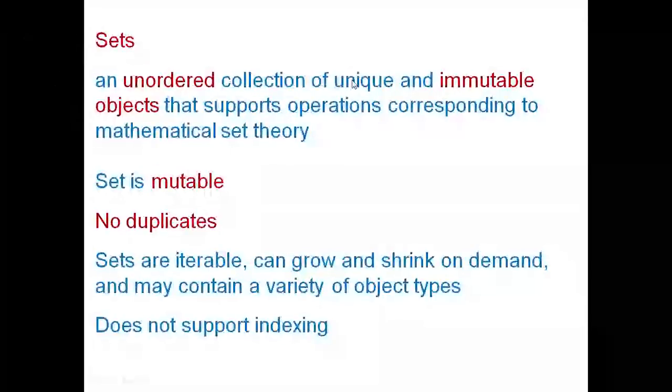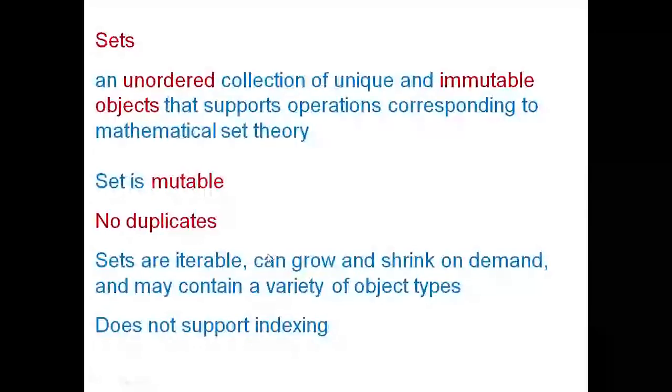So it is an unordered collection of unique elements. As we have learnt in school, there will not be duplicates in sets. So here we have an unordered collection of unique and immutable objects, which cannot be modified, and which support operations corresponding to mathematical set theory. The objects inside the set must be immutable, but the set by itself is mutable. What is meant by that is, I can change the elements of a set by adding or removing, but I cannot change an element inside the set. We will see this in detail as we go through the lecture. And there are no duplicates.